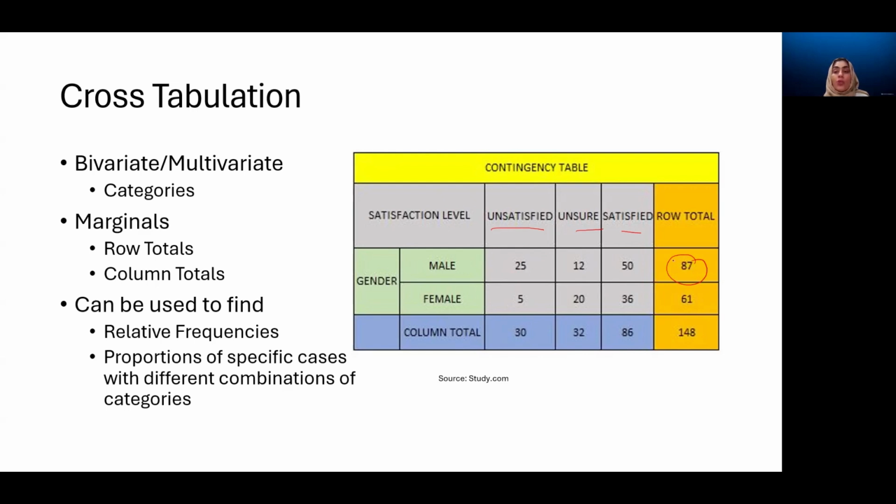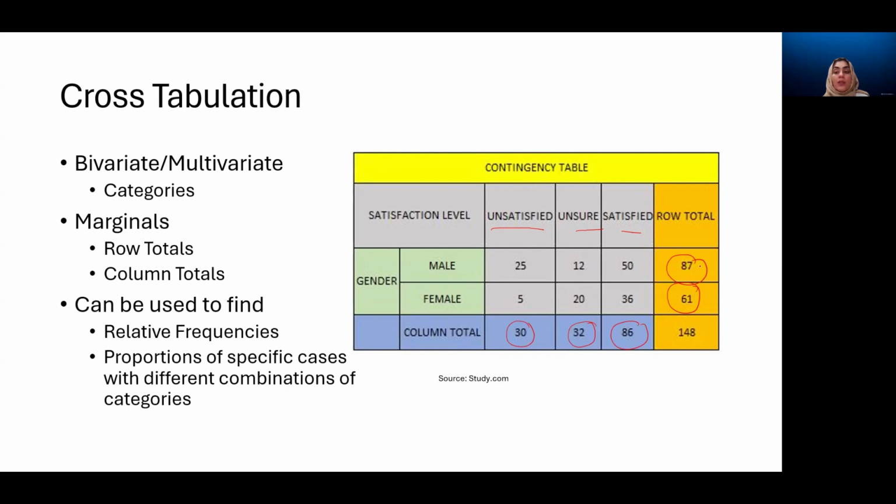You see a total written over here, which is the total of all of these entries, which represents the total count of males in this data set. Here we see another total, which is the total count of the females in this data set. You also see some totals under these columns, which are 30, which represents the total number of people, irrespective of the gender, who answered as being unsatisfied with the new product. 32 of the people were unsure about it, and 86 of the people were satisfied.